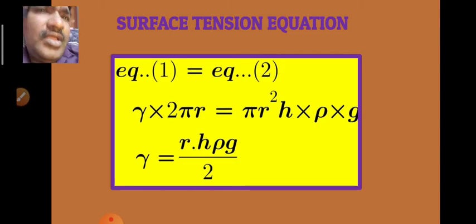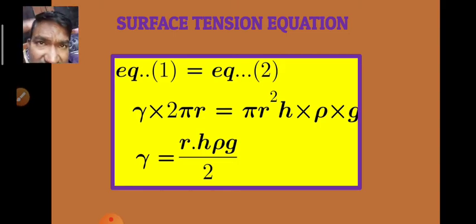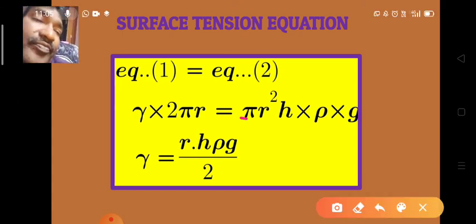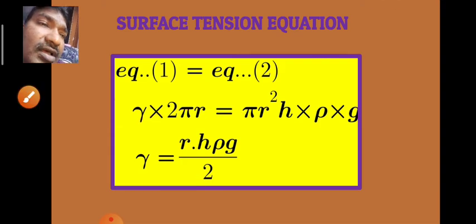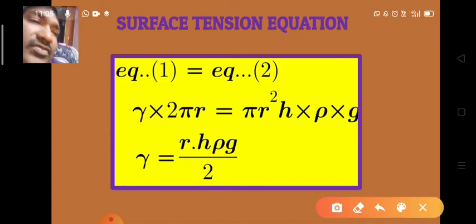Now at the height h, both the surface tension force and the weight of the liquid become equal. So we make equations 1 and 2 equal. As a result, we get gamma into 2 pi r is equal to pi r square h into rho into g. Otherwise, we get the equation gamma is equal to r h rho g by 2. Like this we get it, and for convenience, we consider it as equation 4.